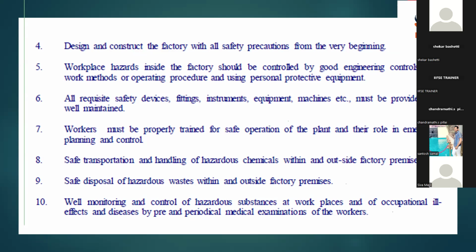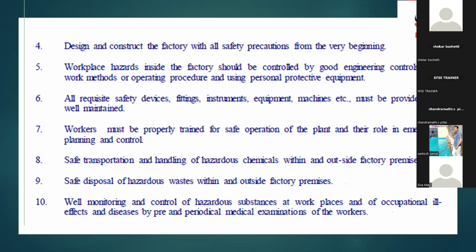Then workplace hazards. Workplace means wherever the activities are happening inside the factory, which should be controlled by good engineering controls. We have to look for the controls which are required to control all the hazards which we have identified.